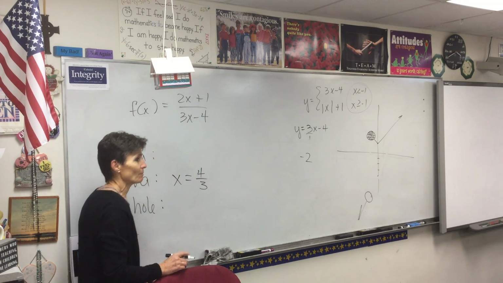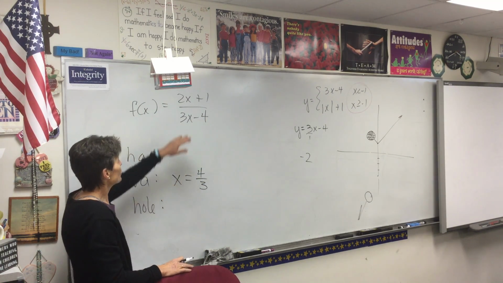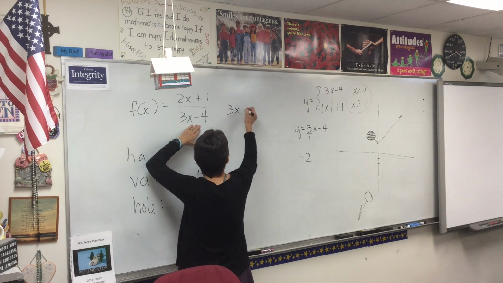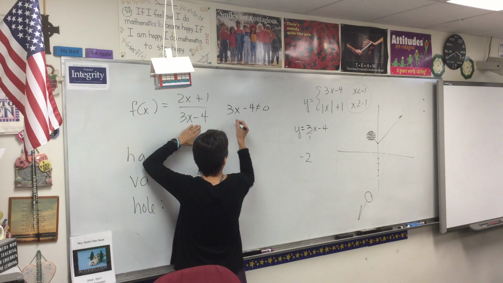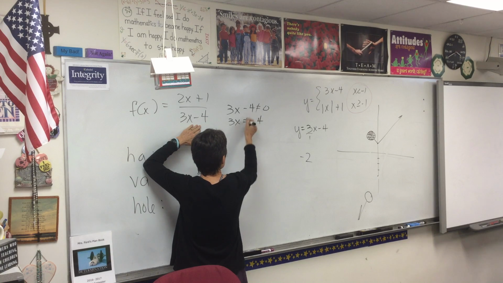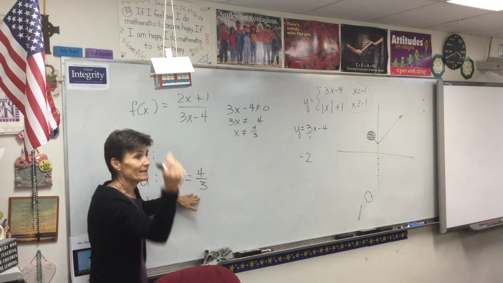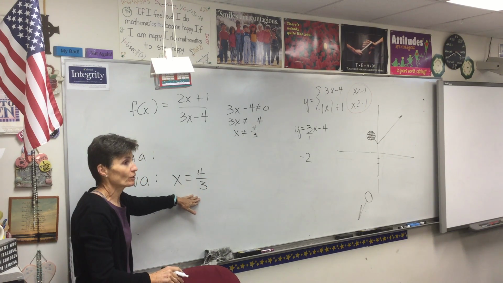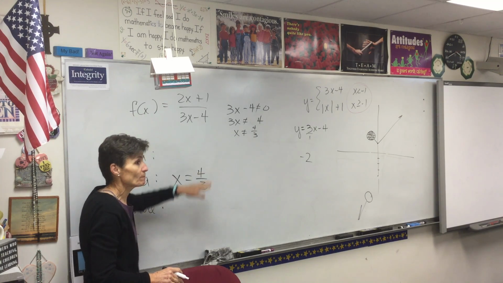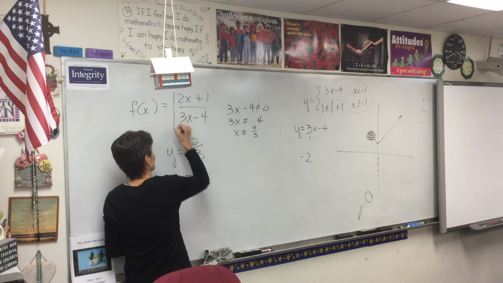Emma is exactly right. She looked at the denominator and said, look, your denominator cannot be 0. So that means x cannot be 4/3. Whatever it cannot be is your vertical asymptote. The vertical asymptote comes straight from the denominator. And then Emma says her horizontal asymptote is 2/3.